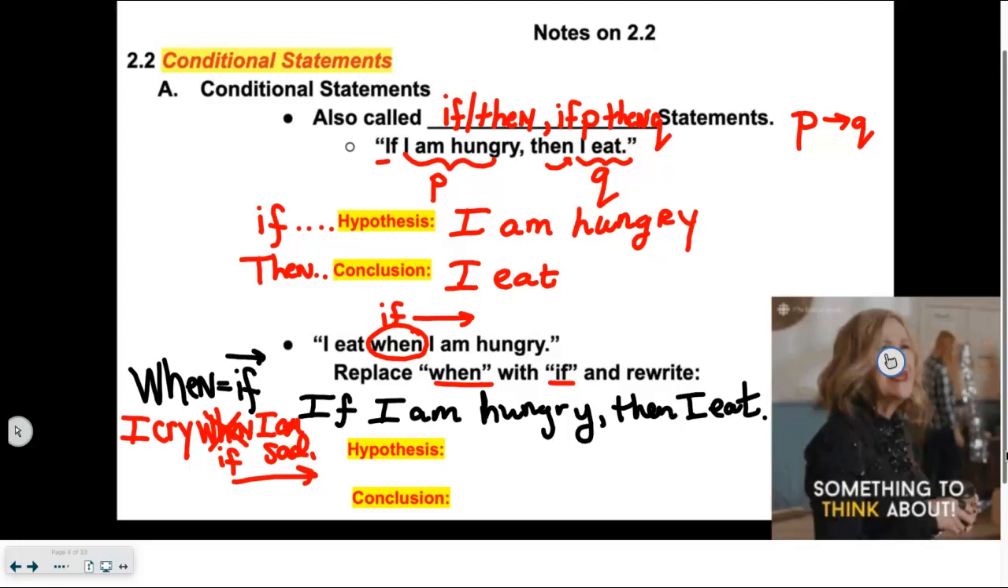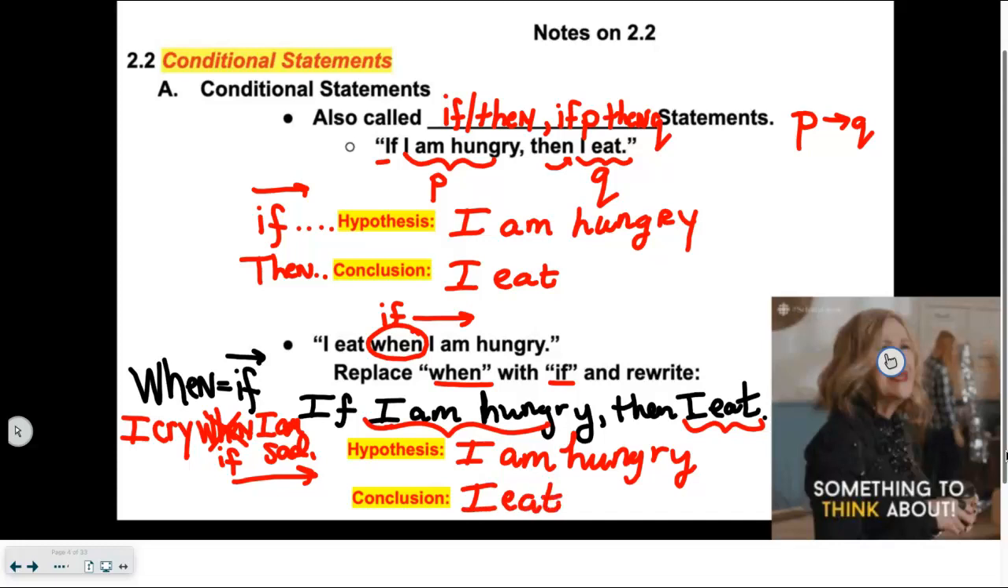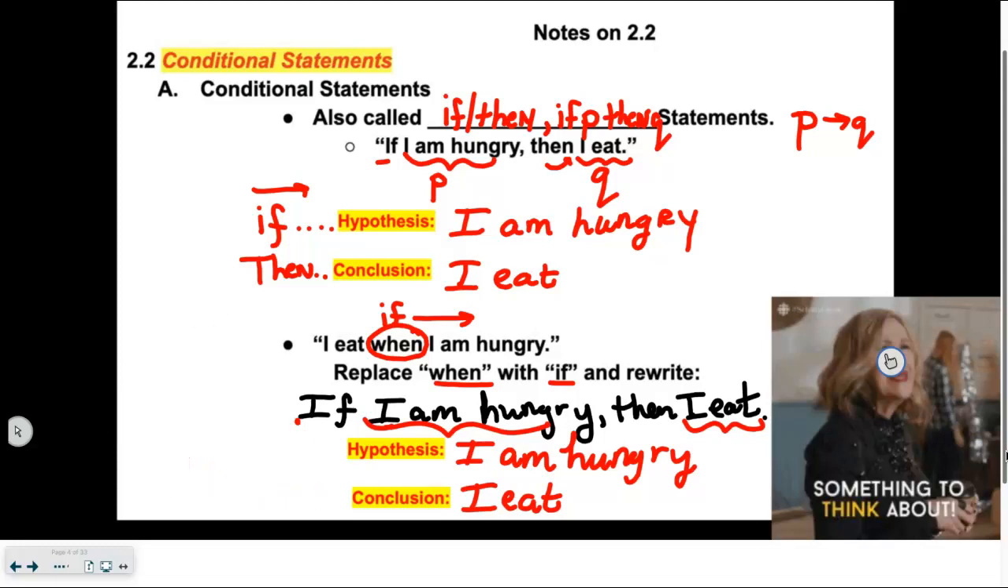All right, so back to this one. The hypothesis is what follows the if. So here's my hypothesis. It would be that I'm hungry. After the hunger, or the conclusion, or after the then, is that I eat. So that's our first task, that you can identify a hypothesis and a conclusion, even if you don't see the words if and then. Okay, let's move on to the next page.